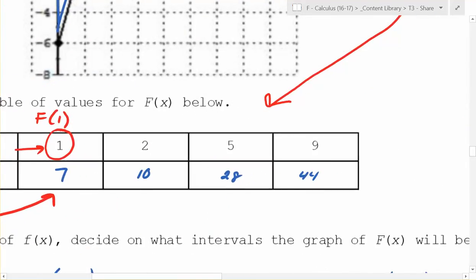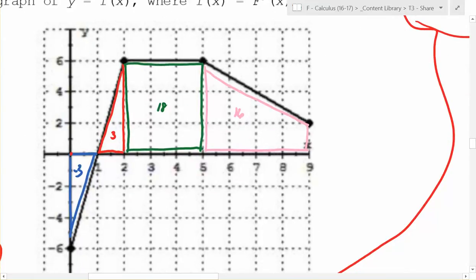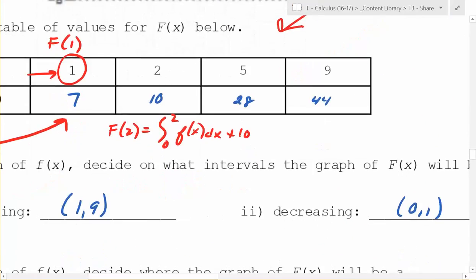So if you want to find f of 2, what do you have to do? Capital F of 2 is going to equal the integral from 0 to 2 of f of x dx plus 10, right? So you go back over here. What's the area under the curve from 0 to 2? From 0 to 2 would be 0, right? It would be 0 because it's -3 from 0 to 1, and then it's 3 from 1 to 2. So overall, what's the net change? 0. So it's 10 plus 0 is 10.